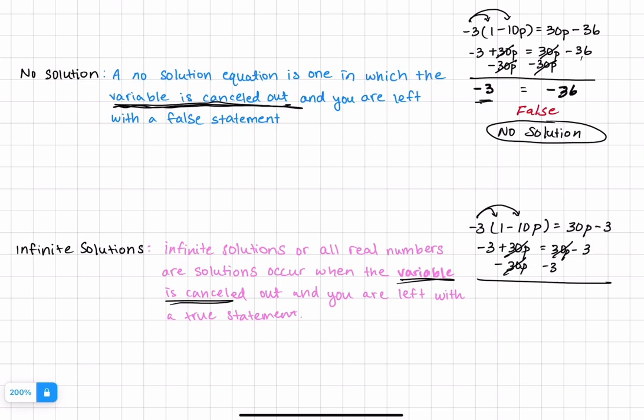Now you have -3 come down from this side, the equal sign comes down, and -3 comes down as well. So -3 equals -3. This is a true statement. So there would be infinite solutions, and that would be your answer, infinite solutions.